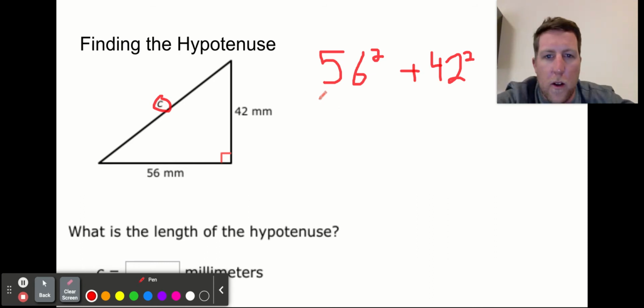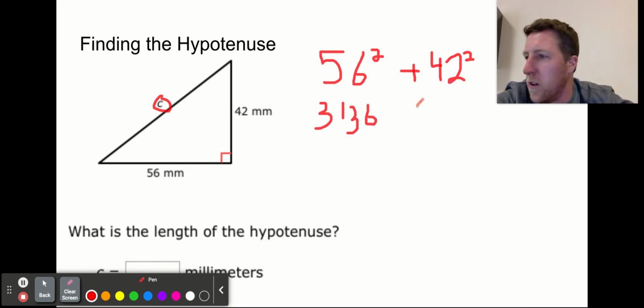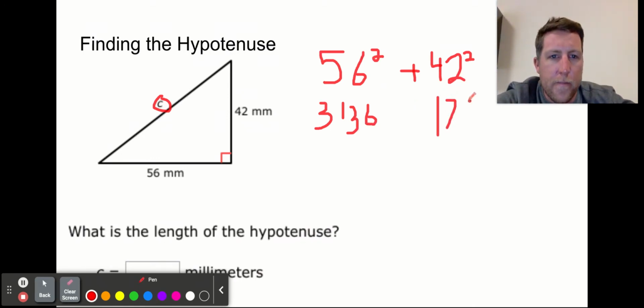Just going to look at my page. Oh yeah, 3,136. It's not easy drawing on this computer, by the way. And 1,764.